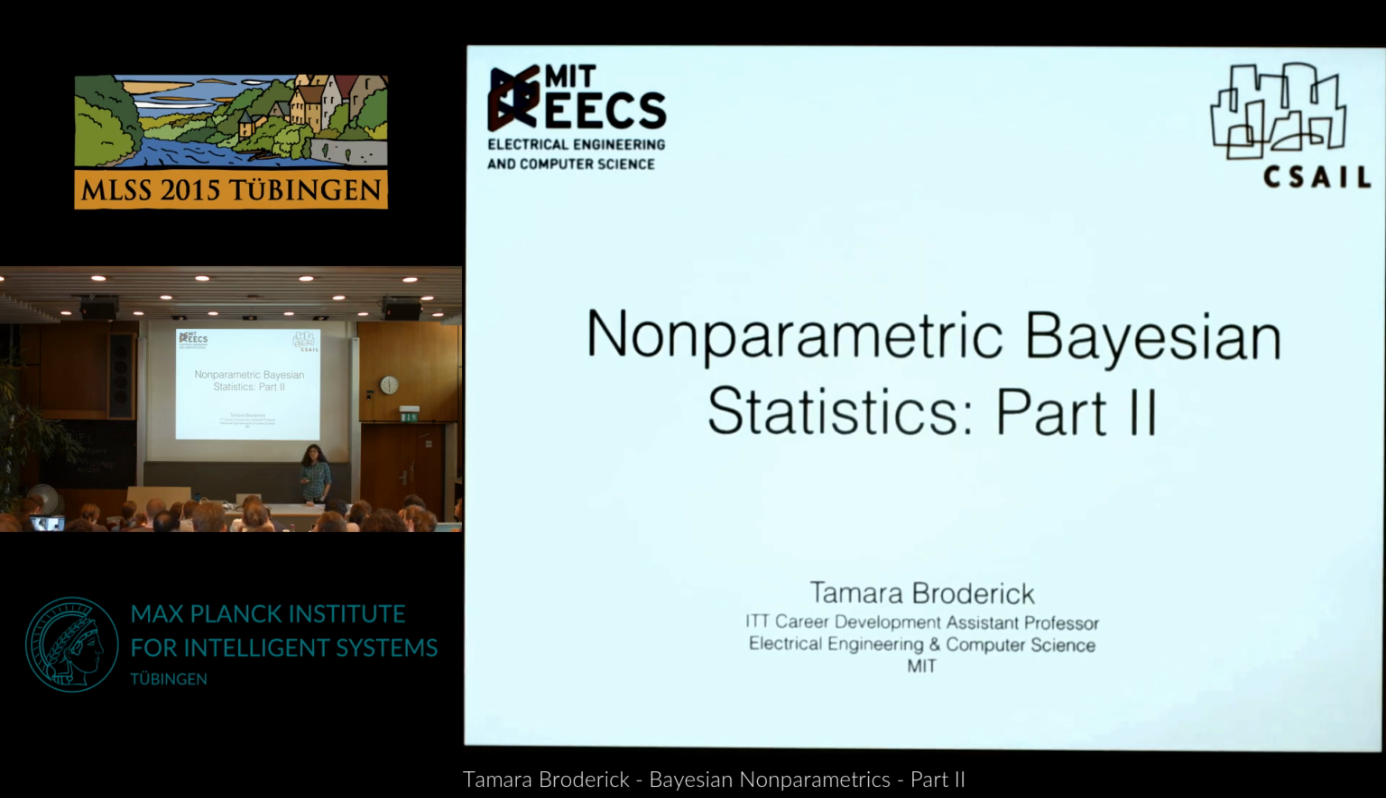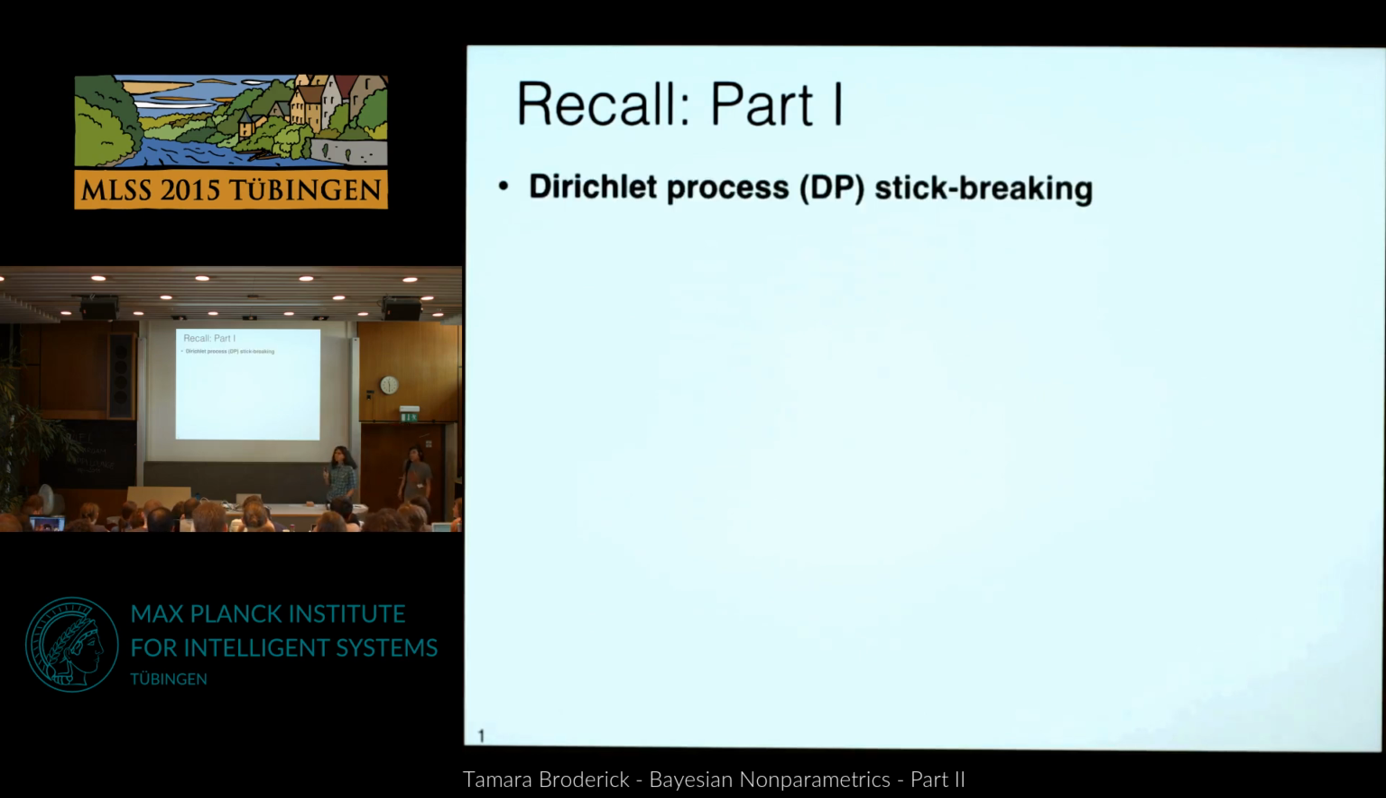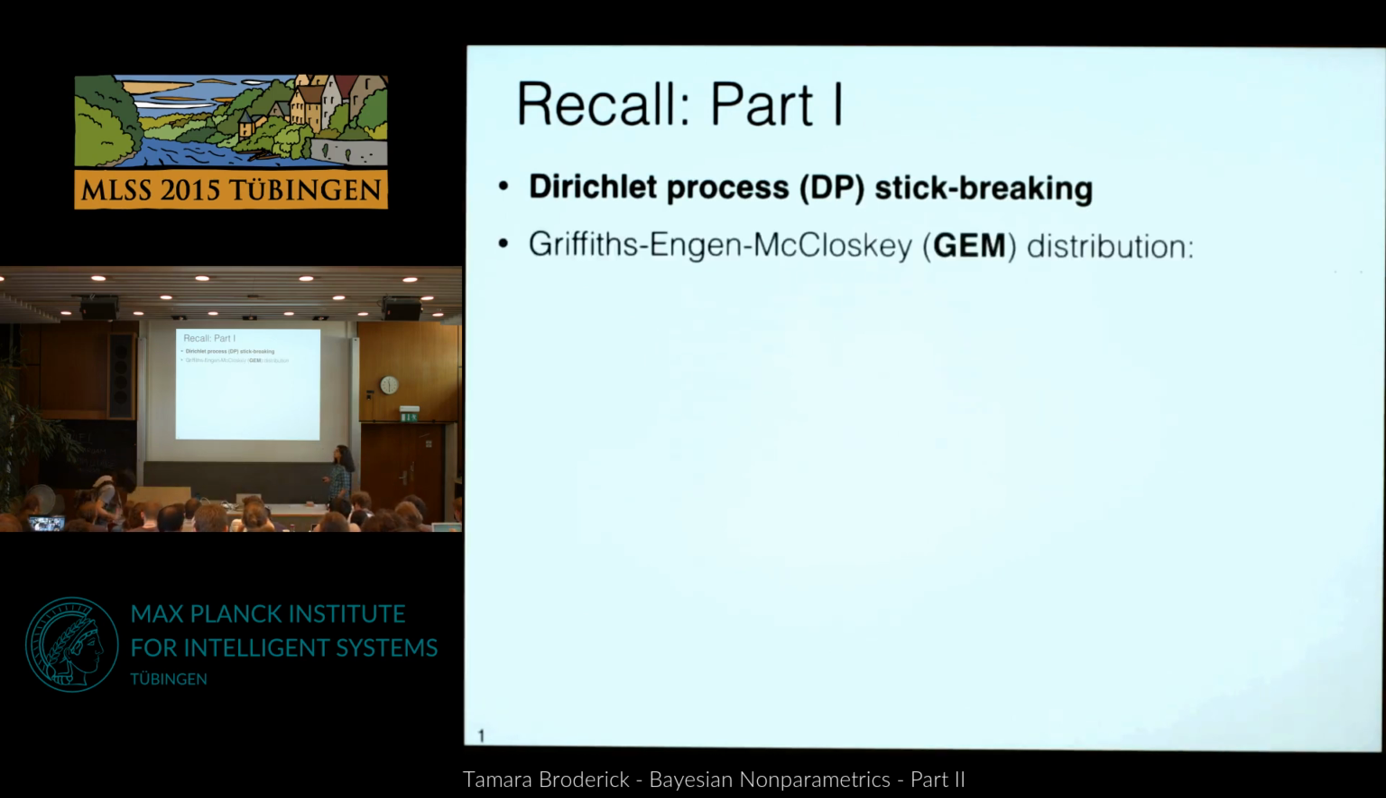So let me just review last time a little bit, since you've probably seen a lot of lectures since then, despite it only being yesterday. Last time, the main thing that we did was we defined Dirichlet process stick breaking, which we also called the Griffiths-Engen-McCloskey distribution, or GEM distribution. It had one parameter, alpha, which is just some strictly positive real number.